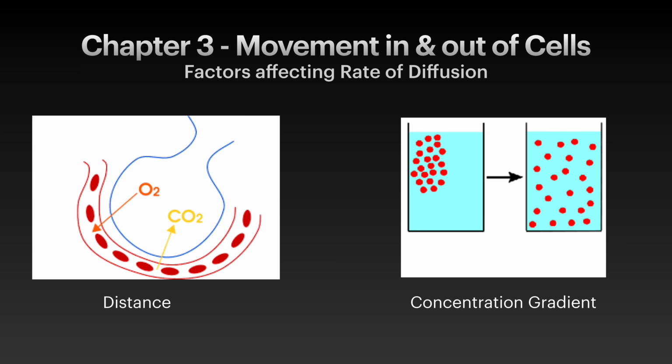In this slide, we will look into the concentration gradient and distance, and how these factors affect the rate of diffusion. The greater the difference in the concentration between two regions, the faster the rate of diffusion. The shorter the distance particles need to travel, the faster diffusion occurs. This is why our alveoli are one cell thick.